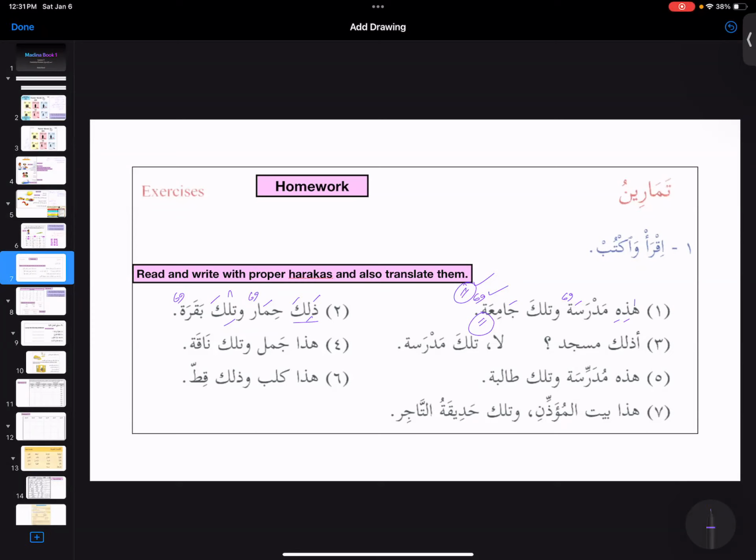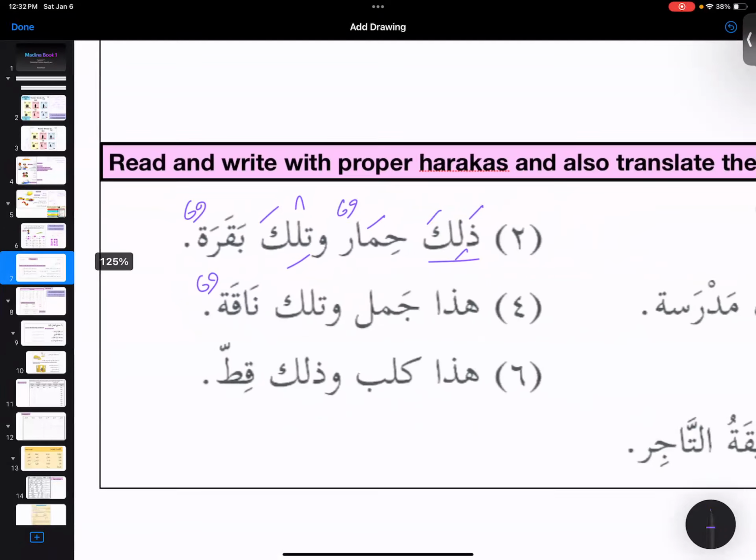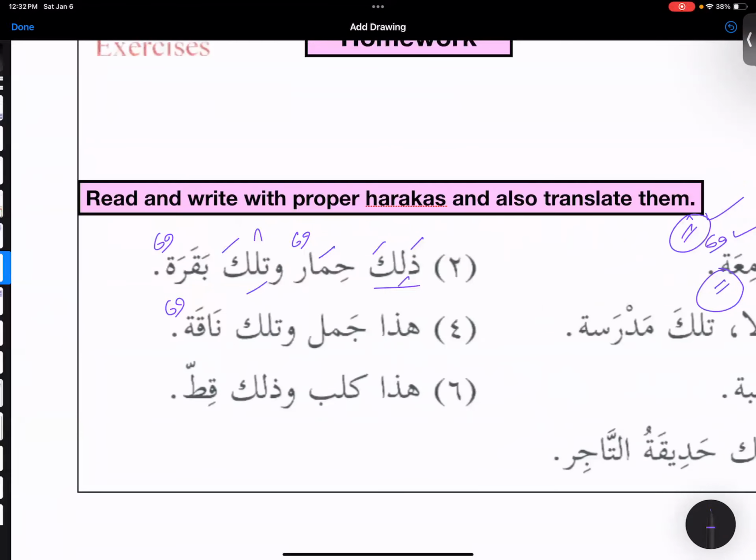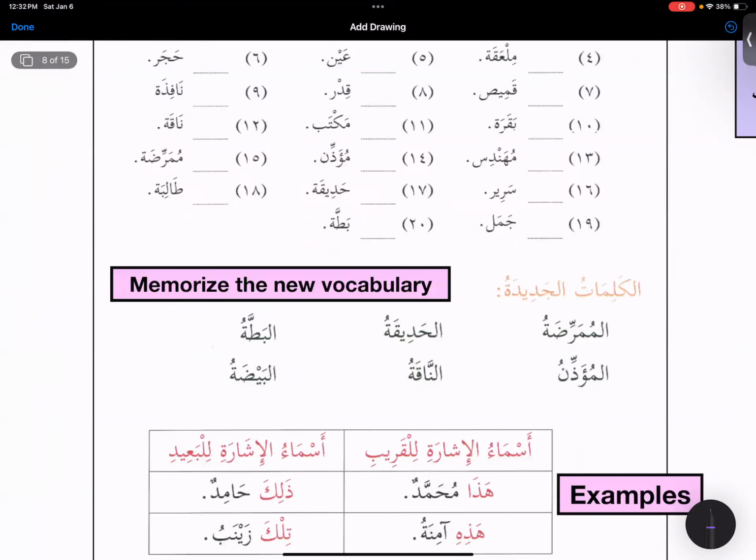Ustada, one question. What is naqatun? Naqatun is she camel. Okay, jazakallah. The naqatu of Salih alayhi salam. Camel, yes. She camel.